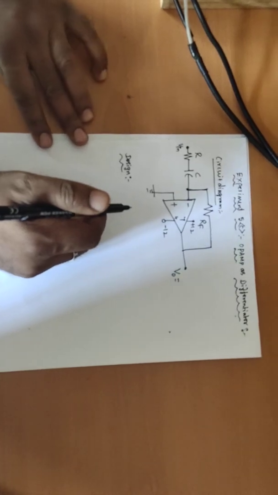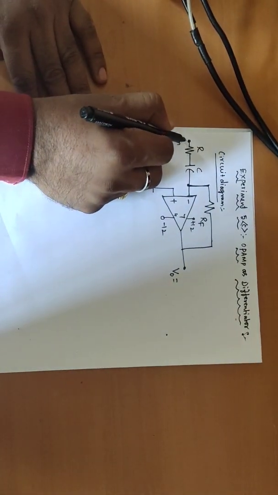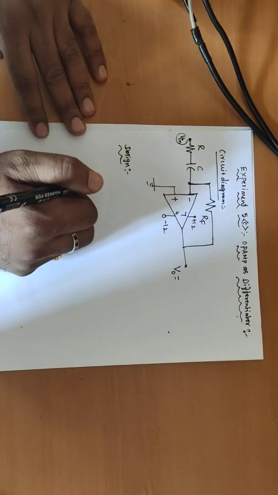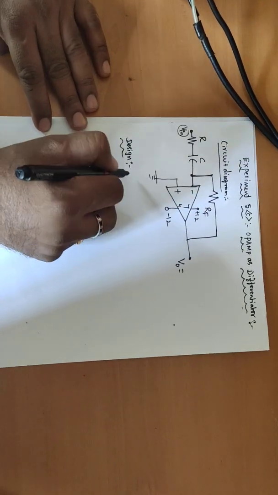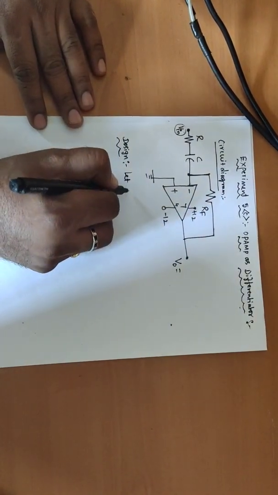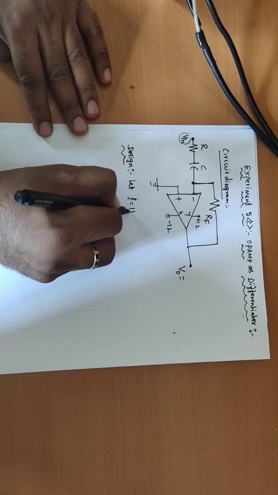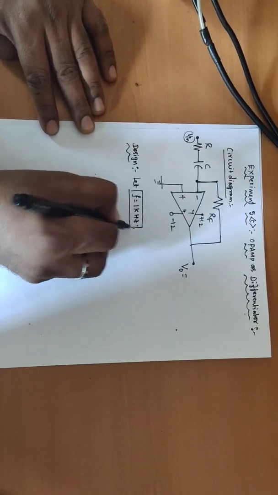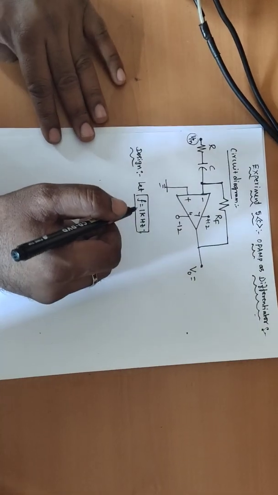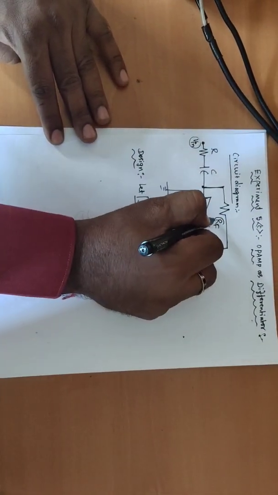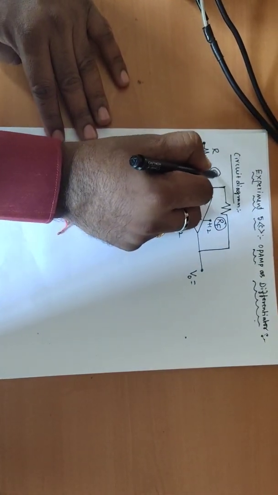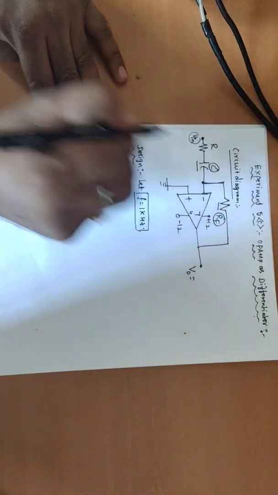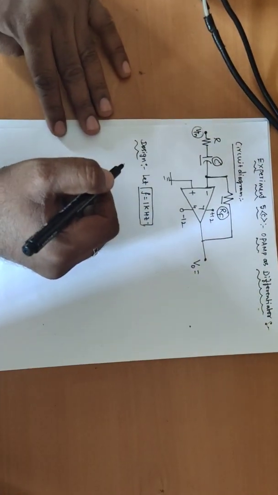Now, in order to design the differentiator circuit, we have to take the frequency of the input signal. So let the input voltage frequency be 1 kilohertz. It is a design parameter. Now the ideal condition to select the value of the feedback resistor and the capacitor C. These two components give the differentiator output.